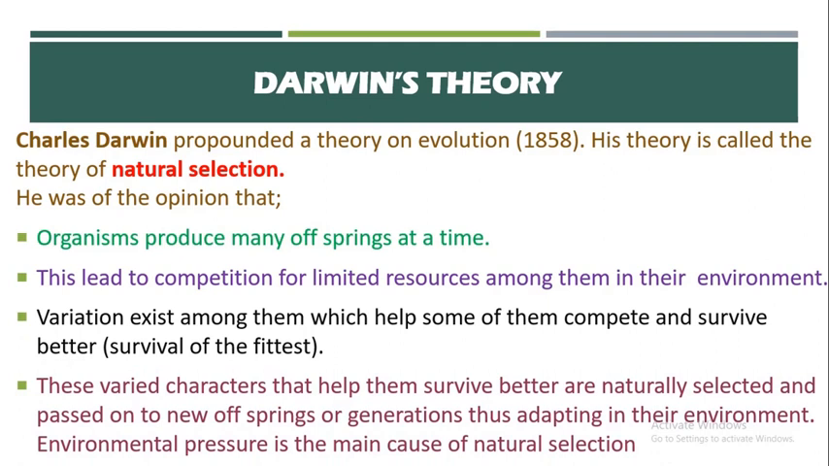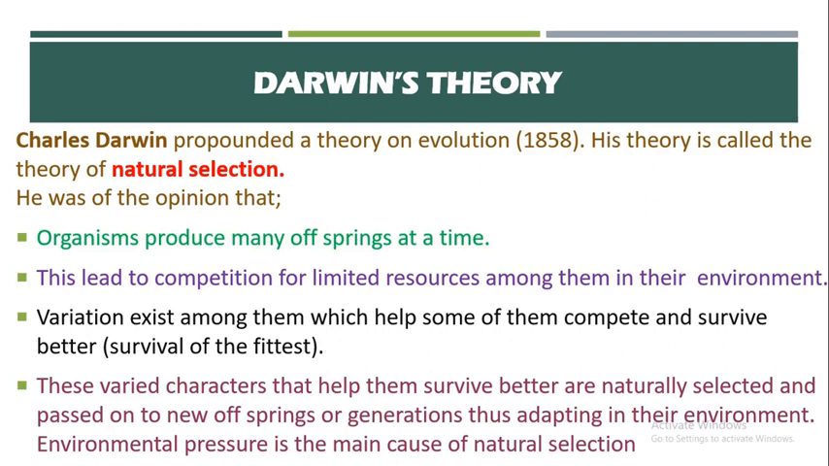these organisms, which can help some of them to compete and survive better, and that is called survival of the fittest. Now, these varied characters that help them survive better are naturally selected and then passed on to new offspring or generation, thus adapting better in their environments. Okay, don't forget that environmental pressure is the main cause of natural selection. Okay, let me summarize this.